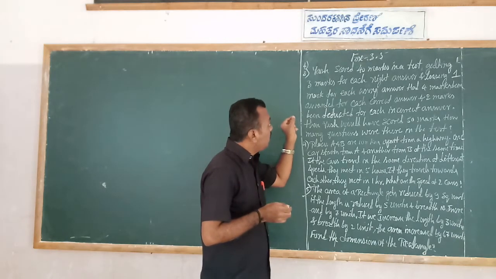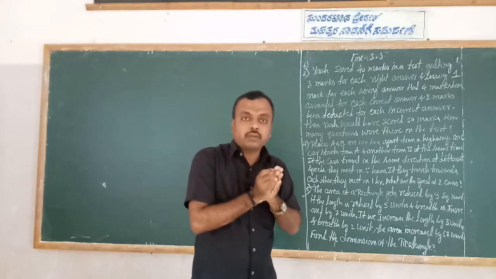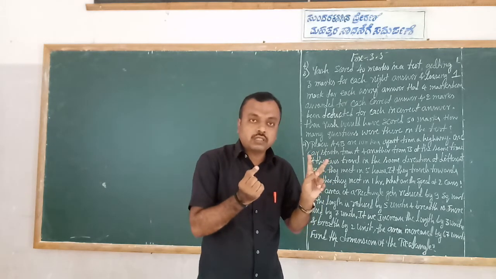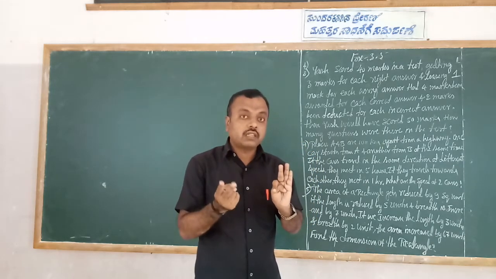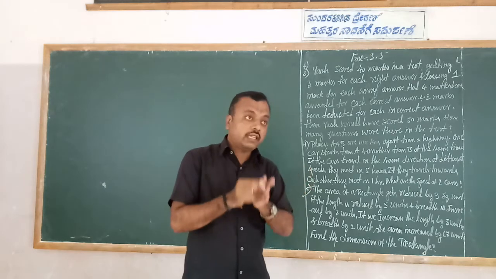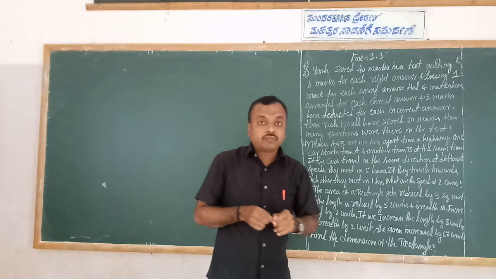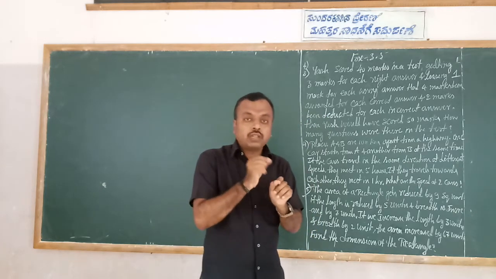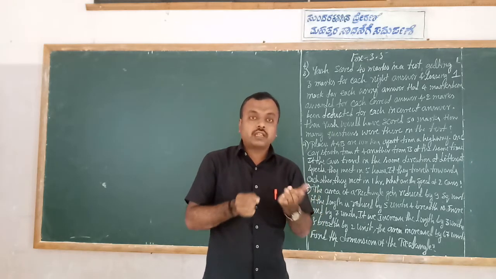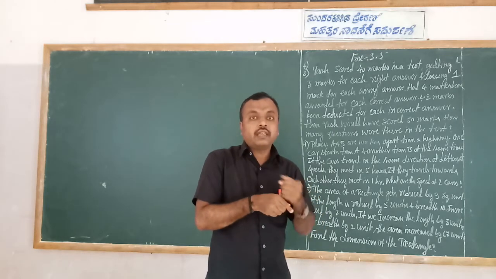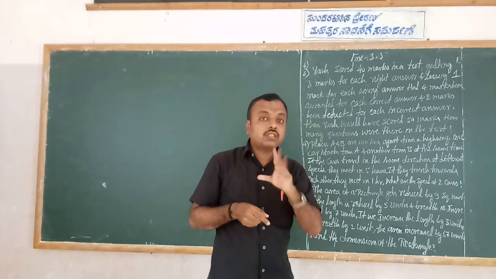See, 3 marks for each right answer. If he solves and writes correctly, he gets 3 marks. So 1 question correct, 3 marks; 2 questions correct, 6 marks; 10 questions correct, 30 marks. Do you understand? And 1 mark for each wrong answer: if he gets 1 question wrong, he loses 1 mark. For example, if he gets 5 incorrect answers, he loses 5 marks.